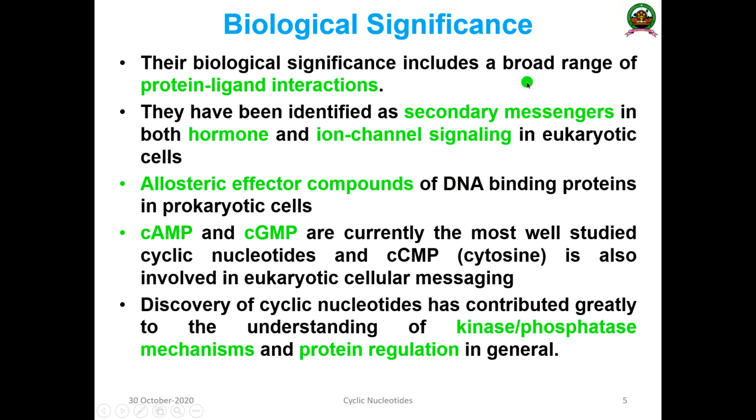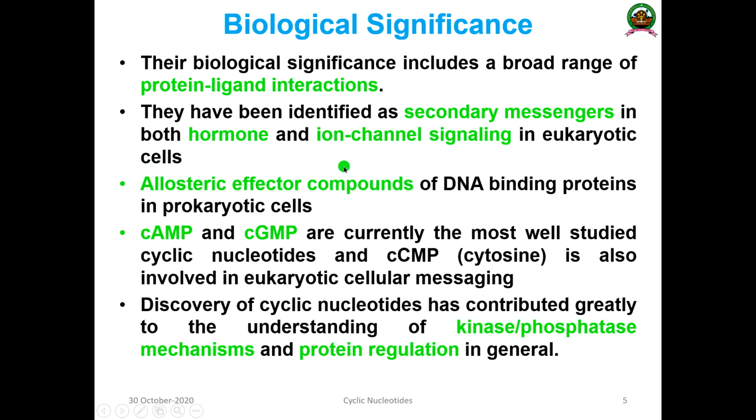And what is the biological significance of the cyclic AMP? The biological significance of cyclic AMP includes a broad range of protein ligand interactions. They play a very vital role in the protein ligand interaction. As I mentioned in the beginning, they act as secondary messengers in hormone and ion signaling pathways in most of the eukaryotic cells. And they also play a very vital role as allosteric effector compounds. They act as the allosteric effector compound of DNA binding protein in the prokaryotic cell, especially bacteria.